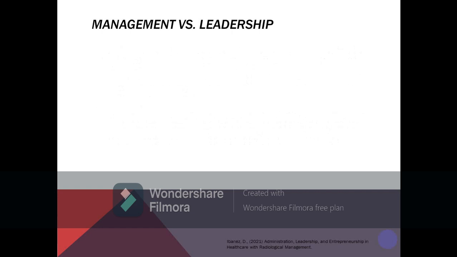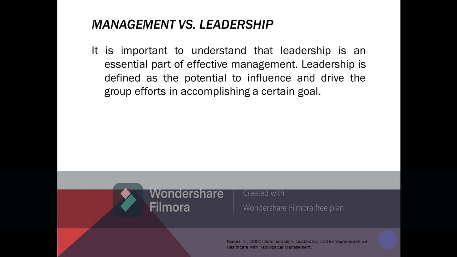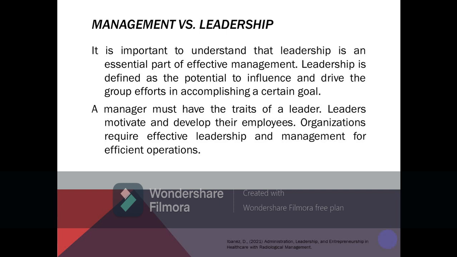Management versus leadership. The terms management and leadership are also mistakenly used interchangeably, but these two things are somewhat different. It is important to understand that leadership is an essential part of effective management. Leadership is defined as the potential to influence and drive the group efforts in accomplishing a certain goal. A manager must have the traits of a leader. Leaders motivate and develop their employees. Organizations require effective leadership and management for efficient operations.